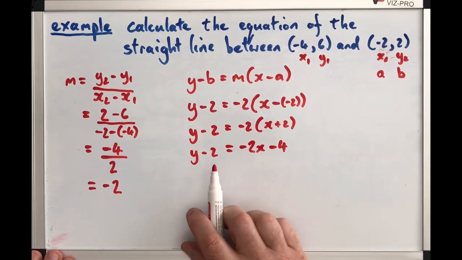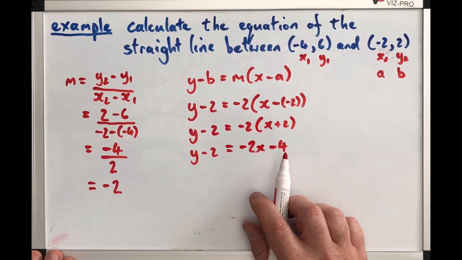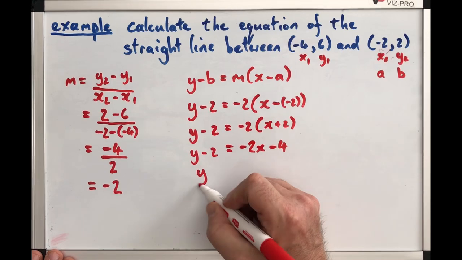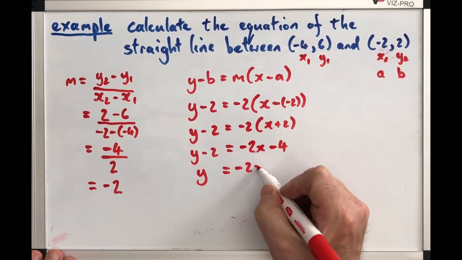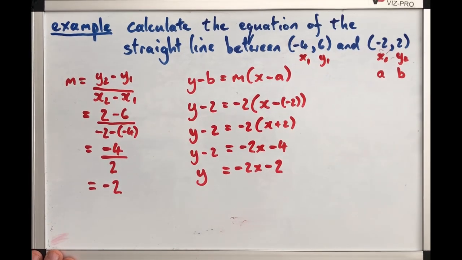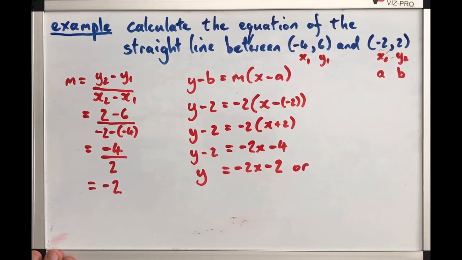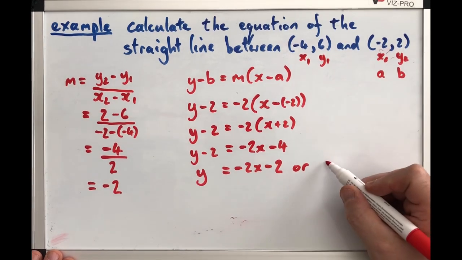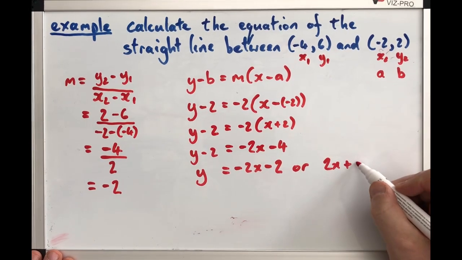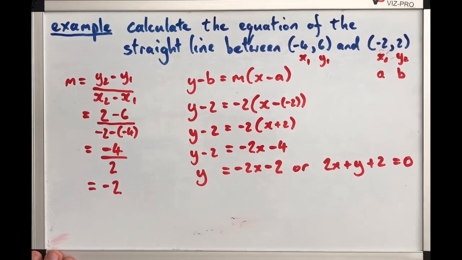I want to get rid of that minus 2, so I'm going to move it to the other side, so we're really adding 2 onto each side. So we've got y equals minus 2x minus 4 plus 2, which is minus 2. That would be the equation of our line. I could, if I'd wanted to, take everything across to this side, so another perfectly valid way of writing this line would be 2x plus y plus 2 equals 0. That would be fine as well.